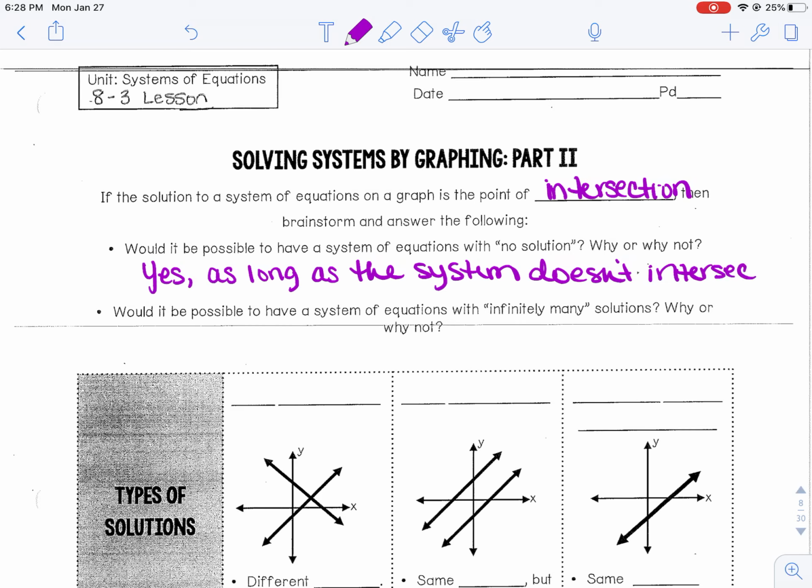Okay, on the other side of that, is it possible to have infinitely many solutions, meaning that you could never count the number of solutions? That would also be a yes, as long as the system intersects in many places. And that's what today is going to be about. Those that intersect, those that don't.